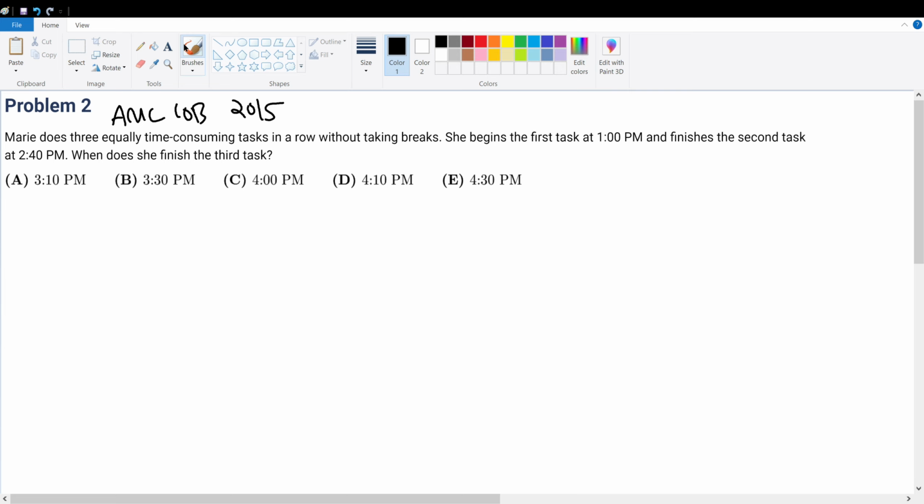AMC 10B 2015 Problem 2. Marie does 3 equally time-consuming tasks, and she begins the first at 1 p.m. and finishes the second at 2:40. What time does she finish the third task?